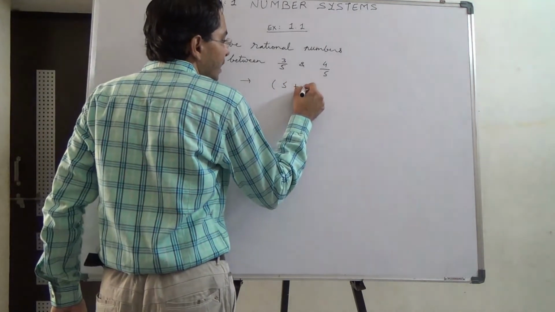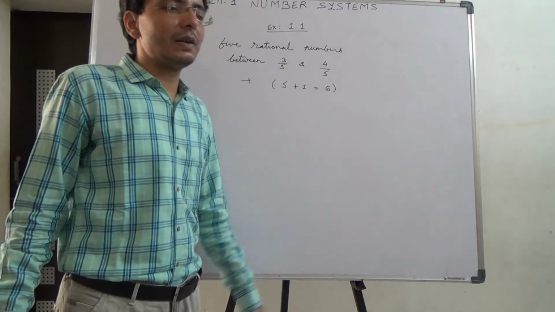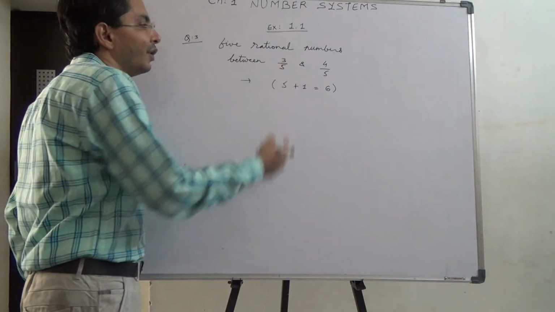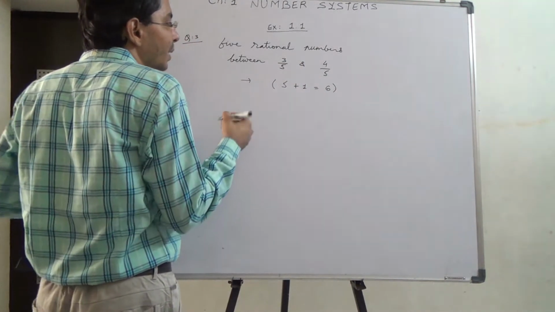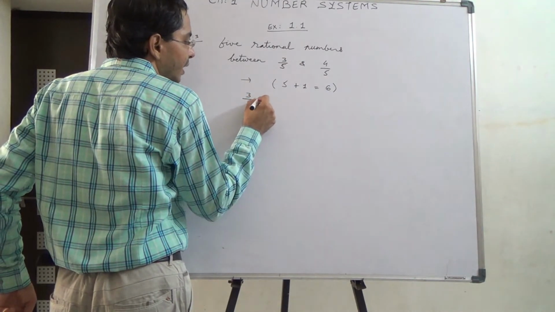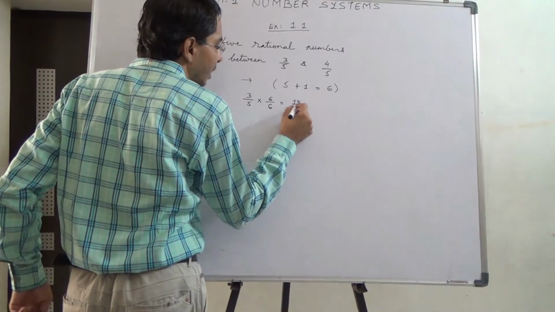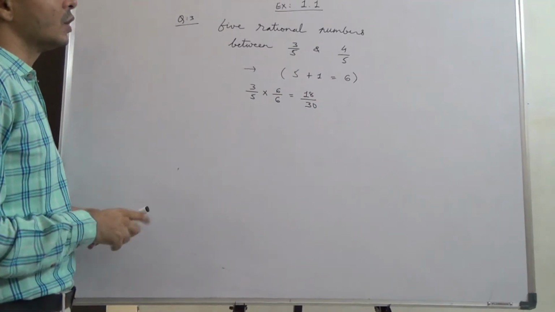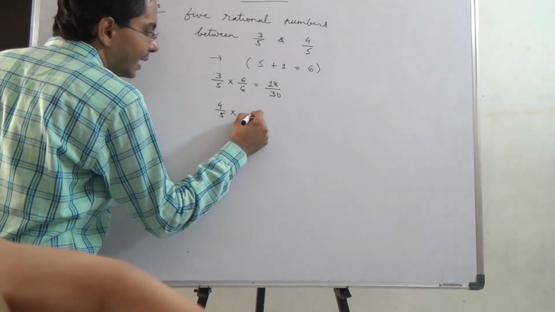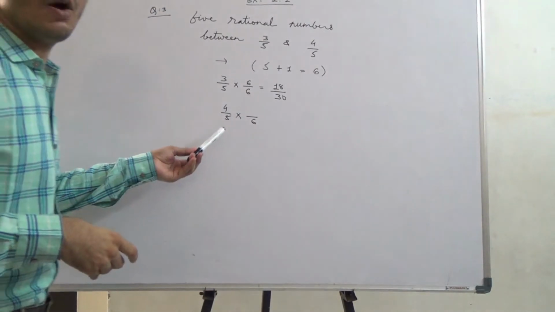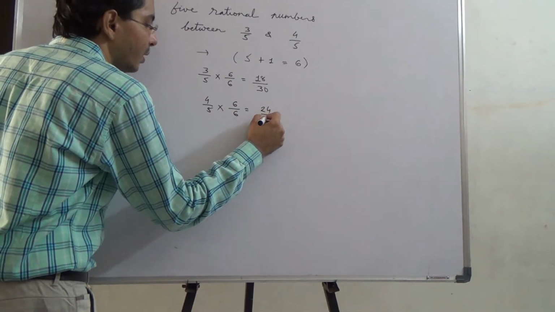So 5 plus 1 is equal to what? 6. Okay, 5 plus 1 is equal to 6. It means I multiply by 6, in both numerator and denominator. So 3/5 into 6, 6 3s are 18, 18 upon 30. Okay, and also 4/5, multiply by 6 in both numerator and denominator. So 6 4s are 24 upon 30.